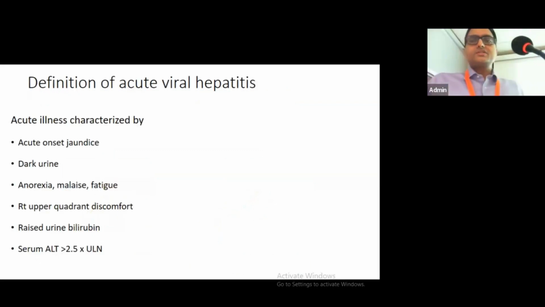So now coming to the definition of acute viral hepatitis. Acute viral hepatitis can be defined as an acute illness characterized by acute onset jaundice associated with dark colored urine, anorexia, malaise, fatigue, etc., right upper quadrant discomfort, raised urine bilirubin, and serum ALT more than 2.5 times the upper limit of normal.